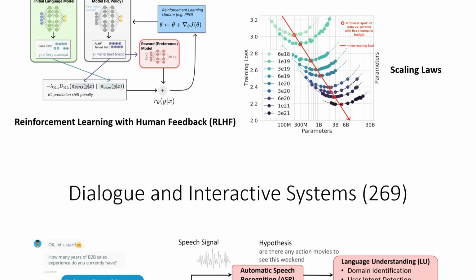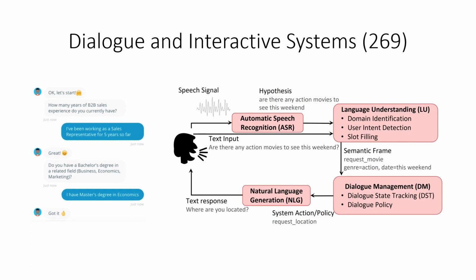The next topic is dialogue and interactive systems with 269 submissions. Dialogue systems, or more commonly known as chatbots, can be either in text or speech format. They can be designed to have open-ended conversations about any topic, but in many cases, it is useful for them to stay on track and help you complete a specific task. This is called a task-oriented chatbot, and it has several different components.